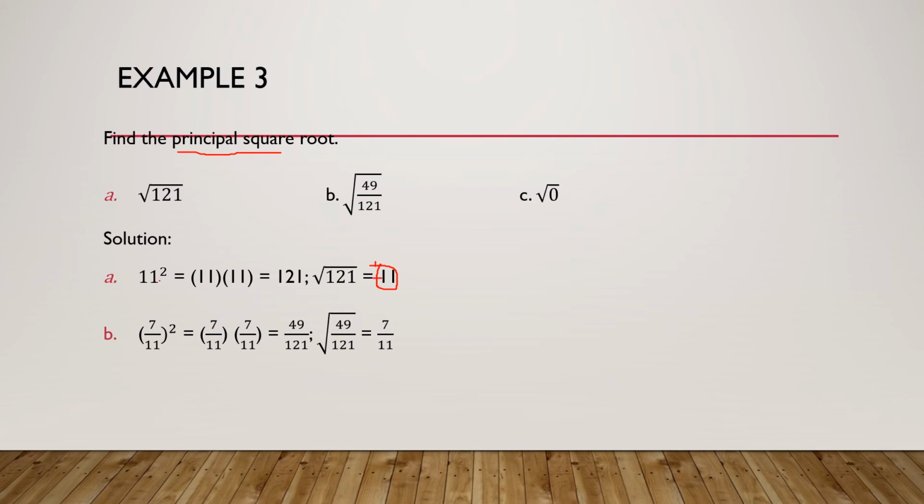Okay, so for the square root of 49 over 121, we know that 7 over 11 squared is equal to 7 over 11 times 7 over 11. So that is 7 times 7, 49. 11 times 11, 121. So therefore, the square root of 49 over 121 is equals to positive or negative 7 over 11, but we only take the positive or the principal square root. The square root of 0 is 0, and 0 has no sign.